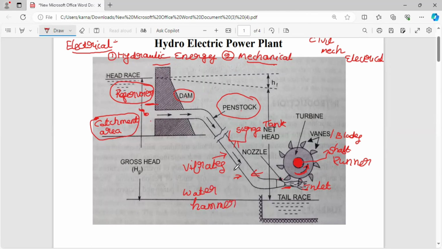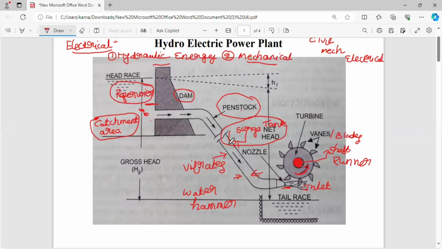So to avoid the water hammer problem in the penstock pipe, we construct a device called the surge tank. So the concept here is that the surge tank is used to avoid water hammer in the penstock pipe. So these are the components.